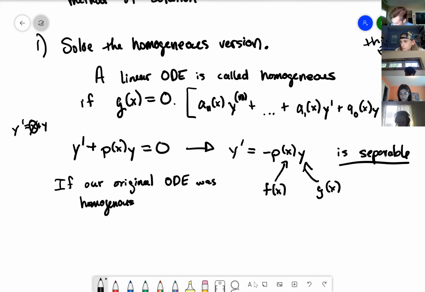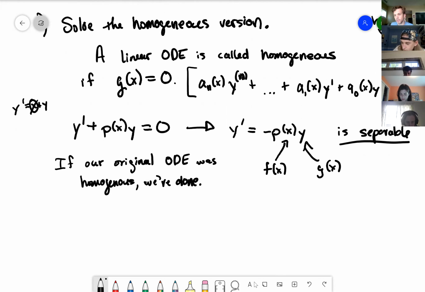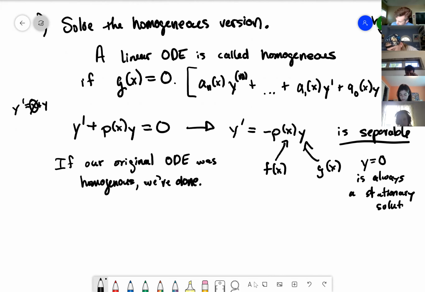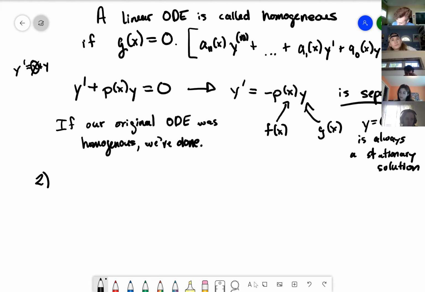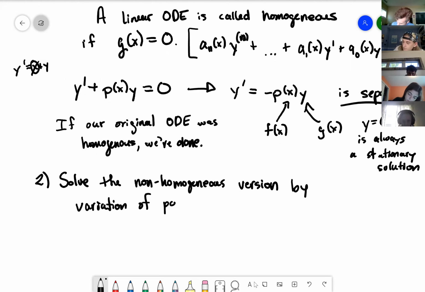If our original ODE was homogeneous, we're done. Otherwise, we move on to step 2. And of course, we do the normal thing with separable ODEs here. We figure out what the stationary solutions are. In this case, y equals 0 is always a stationary or equilibrium solution. And then step 2, solve the inhomogeneous or non-homogeneous version of the ODE by variation of parameters.